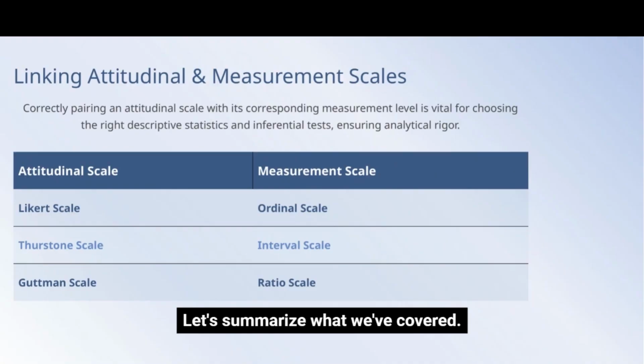Let's summarize what we've covered. The Likert scale assumes equal weight and offers quick ordinal ranking. The Thurstone scale uses expert weights for interval precision, reflecting absolute intensity. The Guttman scale enables ratio-level measurement with strict unidimensionality. Remember, qualitative methods remain exploratory, mapping attitude diversity without measuring intensity or creating combined scores.